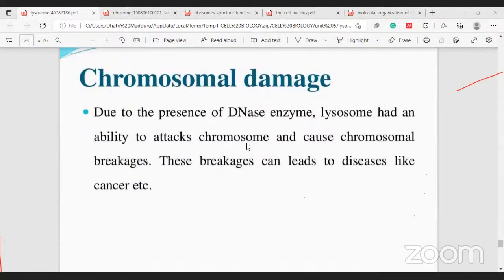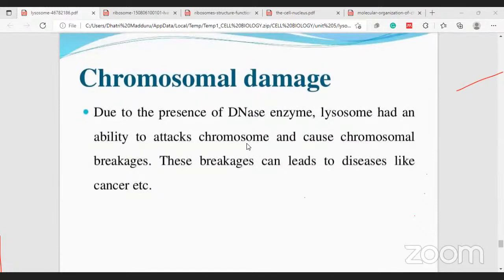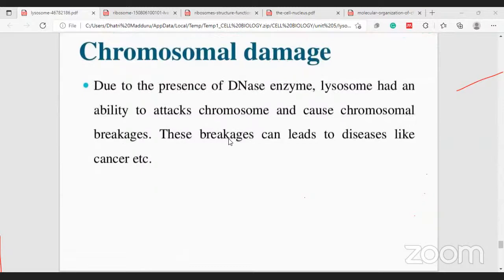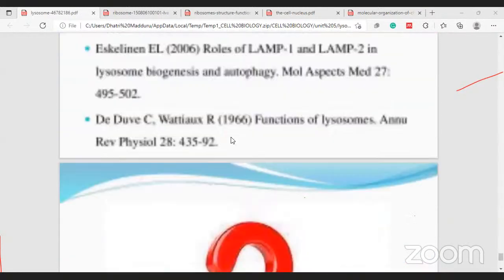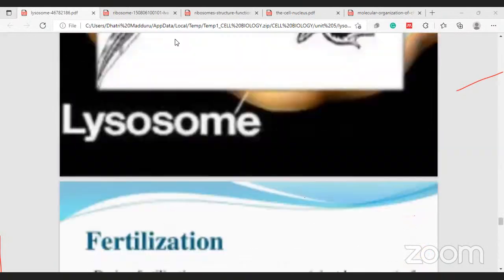Then chromosomal damage. Due to the presence of DNase enzyme, lysosomes have the ability to attack chromosomes and cause chromosomal breakages, so they can lead to some diseases like cancer. The DNase enzymes present in the lysosomes can attack the chromosomes and cause breakages in the chromosome. It is like a mutation. So this can cause some serious diseases like cancers and also some inherited diseases. Okay, so this is about the lysosomes.